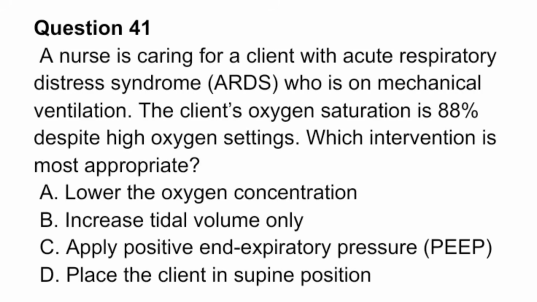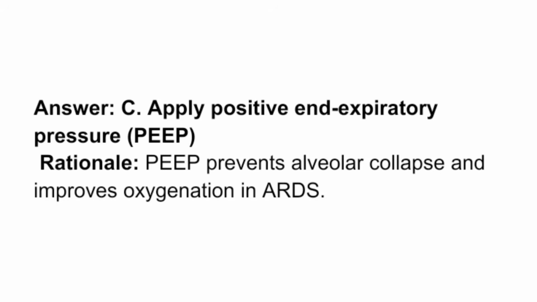Question 41. A nurse is caring for a client with acute respiratory distress syndrome, ARDS, who is on mechanical ventilation. The client's oxygen saturation is 88% despite high oxygen settings. Which intervention is most appropriate? A. Lower the oxygen concentration. B. Increase tidal volume only. C. Apply positive end expiratory pressure, PEEP. D. Place the client in supine position. Answer: C. Apply positive end expiratory pressure, PEEP. Rationale: PEEP prevents alveolar collapse and improves oxygenation in ARDS.